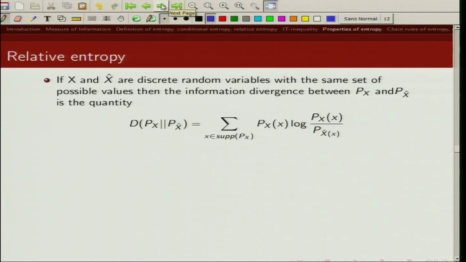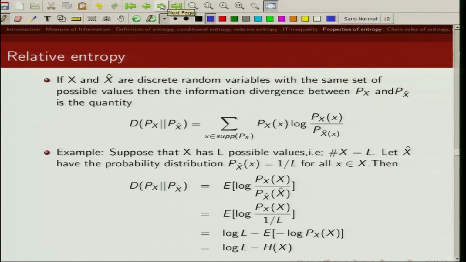Now we define what we mean by relative entropy or divergence. If x and x hat are two discrete random variables with the same set of possible values, then the information divergence or relative entropy between p(x) and p(x hat) is defined as follows. You can look at this as the expectation with respect to x of log of p(x) divided by p(x hat).